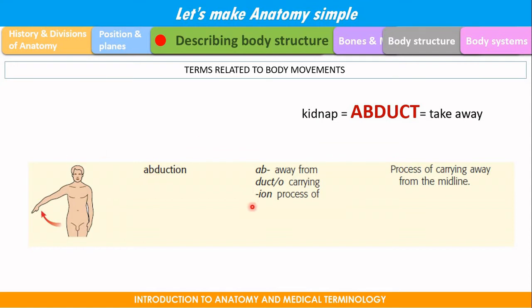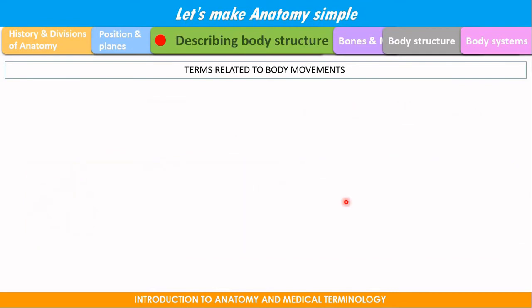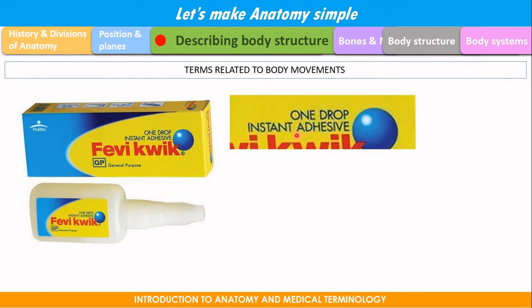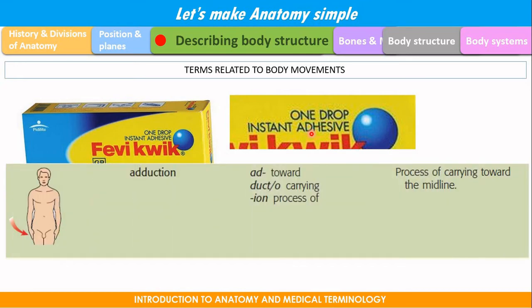Okay, are you clear with the meaning and the split ups? So, what is this Feviquick? It is an adhesive. What is adh? Adh refers to bringing two surfaces together. The process of bringing two surfaces together is called adhesion. So here ad refers to toward, duct refers to carrying, and the suffix ion means process of. Adduction is the process of carrying towards the midline. So if any body structure is carried towards the midline, it is called adduction.